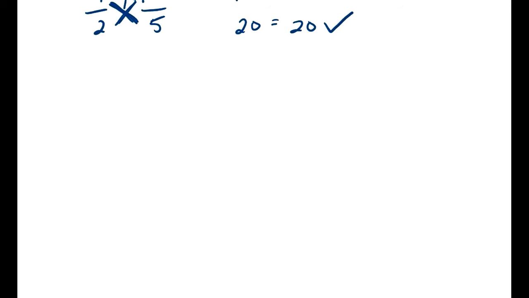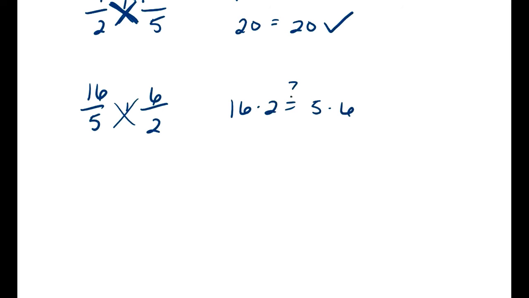Okay, but what if I had 16 over 5 and we wanted to know if that was proportional to 6 over 2? So we set up our cross products, 16 times 2. We wonder, is that the same thing as 5 times 6? Well, this is 32 and this is 30. So no, these are not proportional.